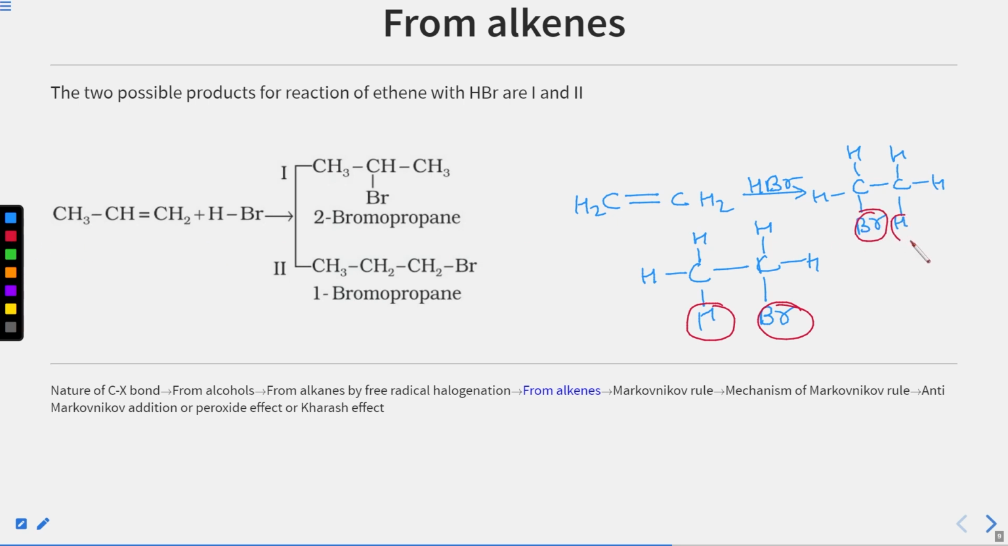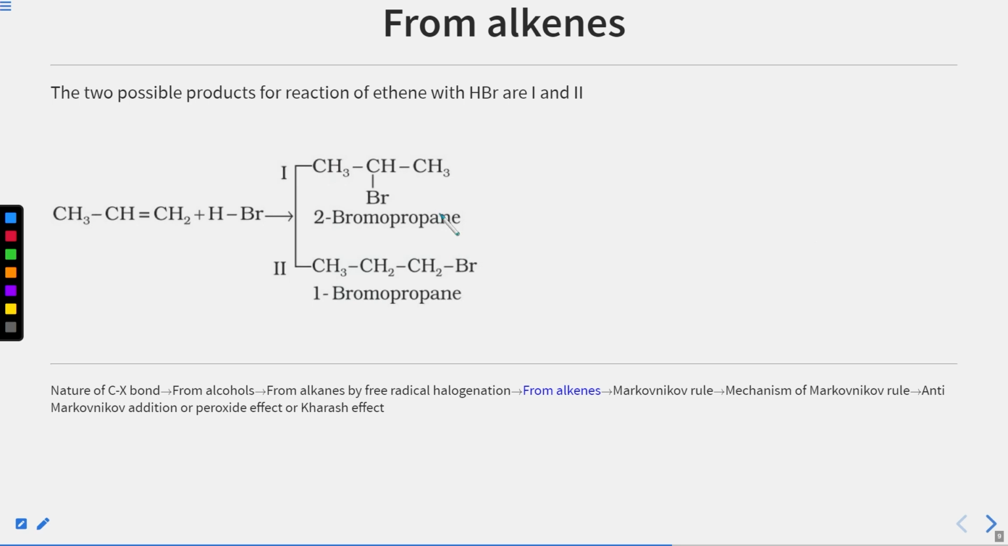Here we got our H. So here we got our Br, here we got our H. But if you see, both of these are same. So I want to make a statement here. If the alkene that is present here is a symmetrical alkene, meaning the substituents on both sides are the same, you don't have to worry about the major product, you will get the same product.